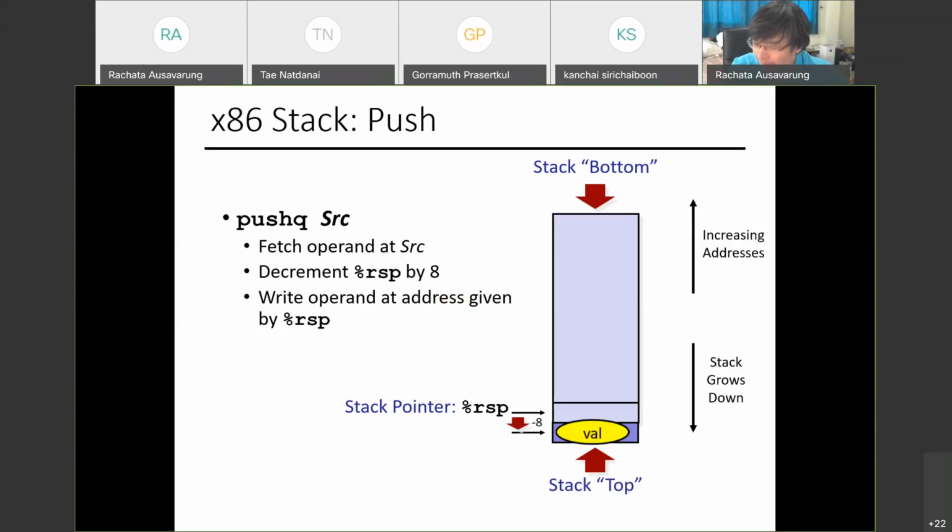And my question: you see RSP is going down by 8. Can someone guess why it is going down by 8 and not 1? If it were going down by 1, it would mean we are pushing a value of 1 byte. That's correct, but in a 64-bit machine, how big is my data? 64 divided by 8 means I decrement by 8, because my register is 8 bytes long. Every single register is 8 bytes, so you decrement RSP by 8. Any questions about why decrement by 8 and not 1? Because the value takes 8 bytes, it's that big, so you need to go down by 8.